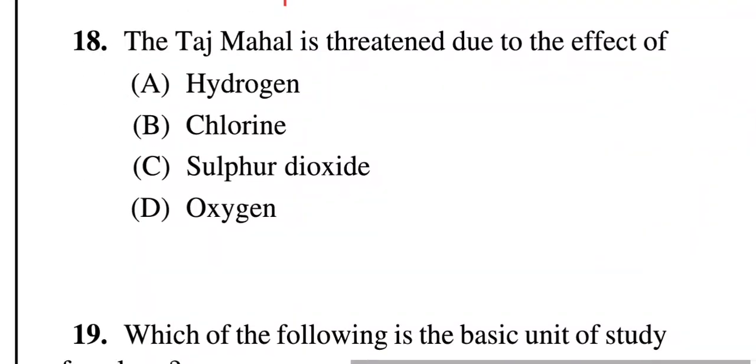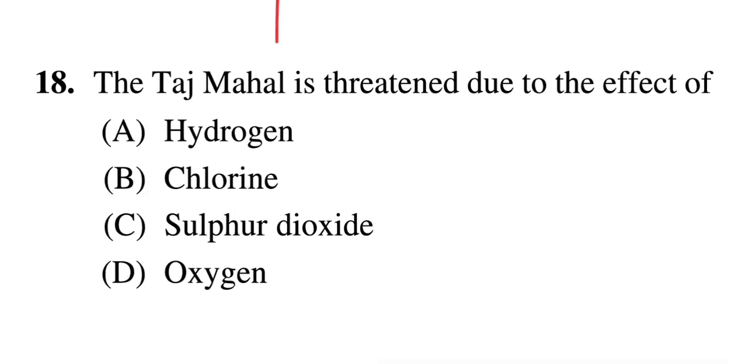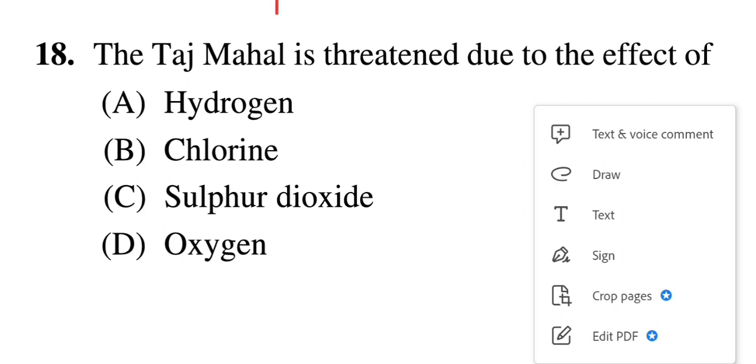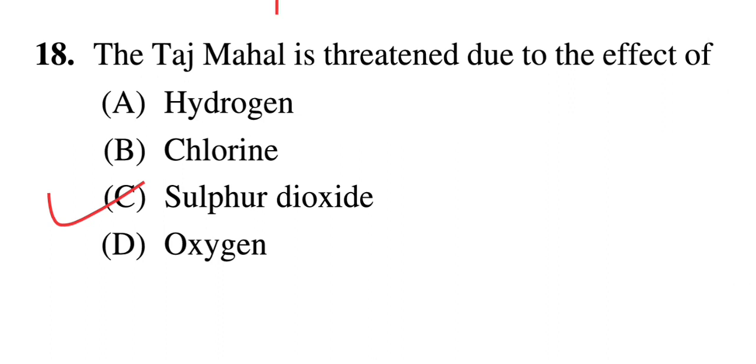Number 18, it says, the Taj Mahal, you all know, the Taj Mahal is threatened due to the effect of hydrogen, chlorine, sulfur dioxide, oxygen. Correct answer will be sulfur dioxide. It is a very detrimental element, sulfur dioxide. For this element, the Taj Mahal has been threatened.